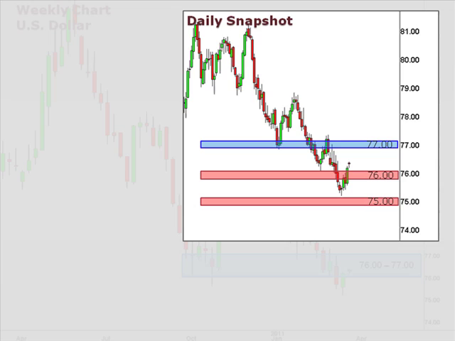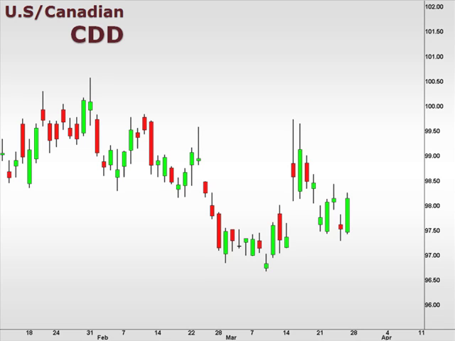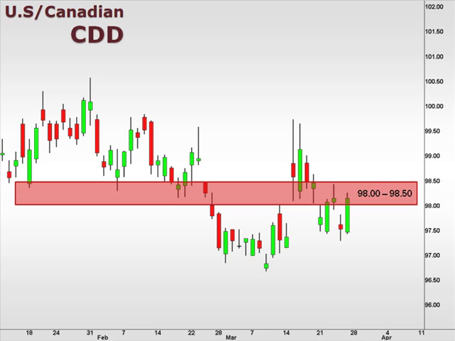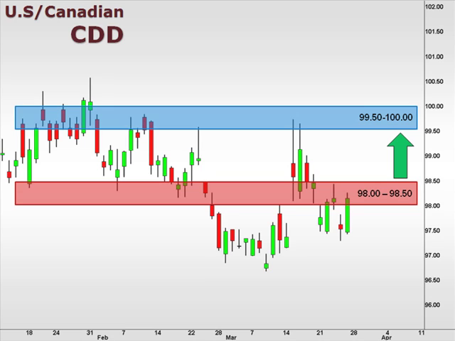If we switch over and take a look at a daily chart, we can see that with a break above 76 last week, the window is open for a short-term move into that 77 resistance level. Next up, the CDD, the U.S. versus the Canadian dollar. The CDD closed the week with a rally into the 98.5 focal zone. A break above 98.5 opens the window for a move towards this 99.5, 100 focal zone.